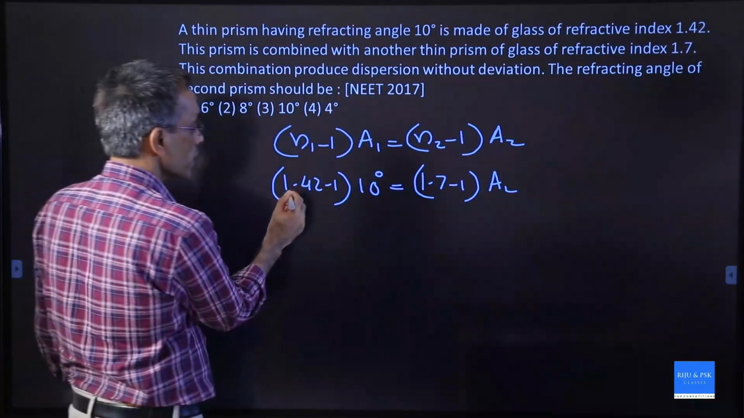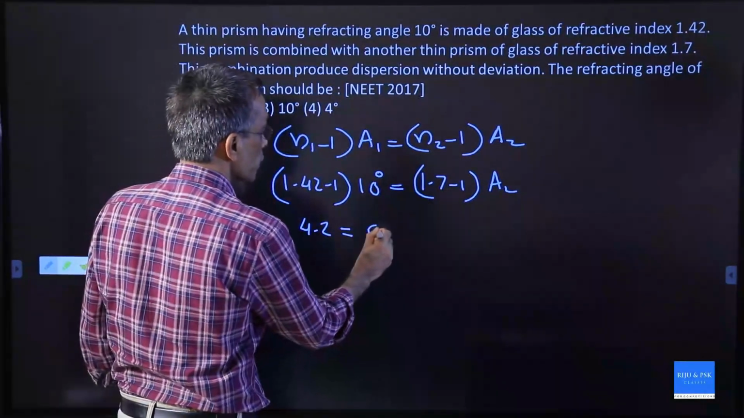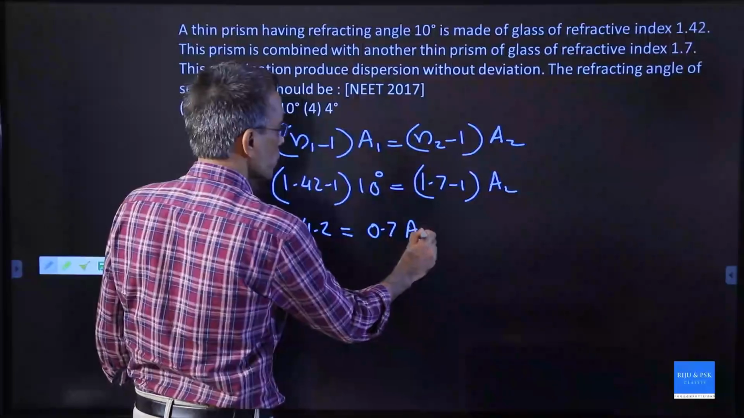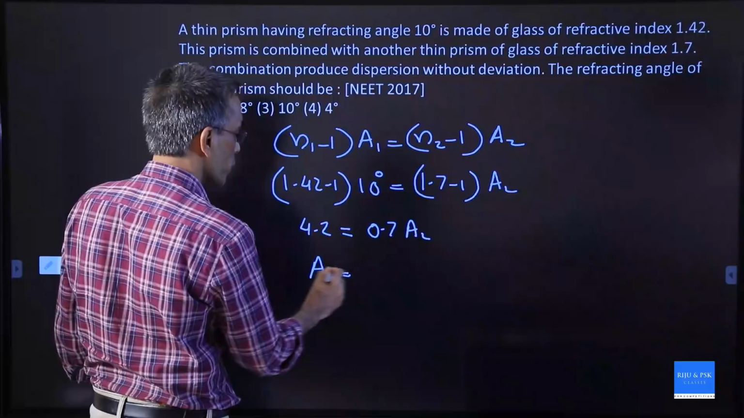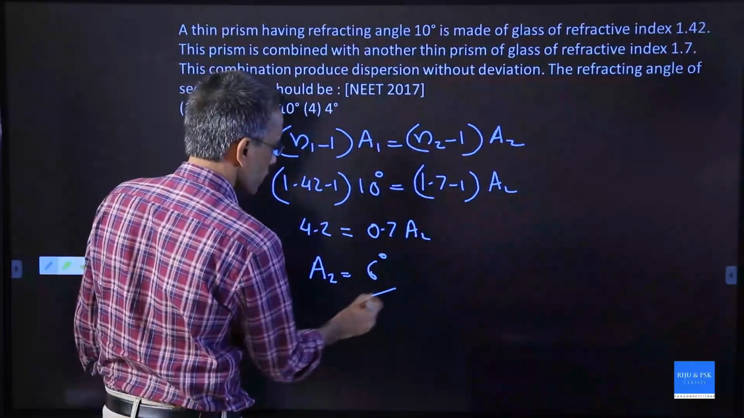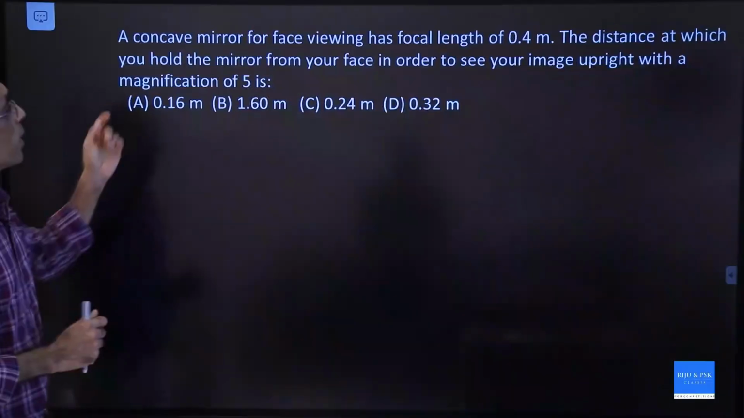So what is this? This is 4.2 equal to 0.7 A2. So what is A2? A2 equals 6 degrees. You have the option 6 degrees. The first option is your right answer.